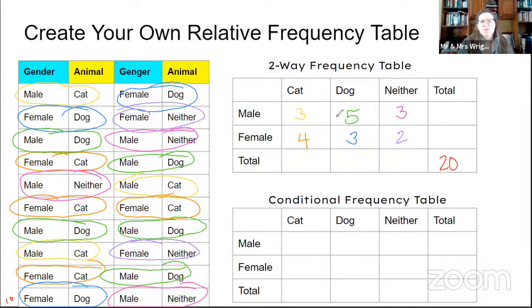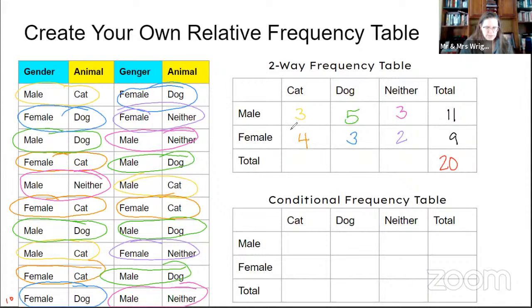Now to find our totals, we can just add these straight across. So 3 plus 5 plus 3 is 11. 4 plus 3 plus 2 is 9. Now to make sure I got it all correct, I'm going to add 11 plus 9 and see if I got 20. I did, good.